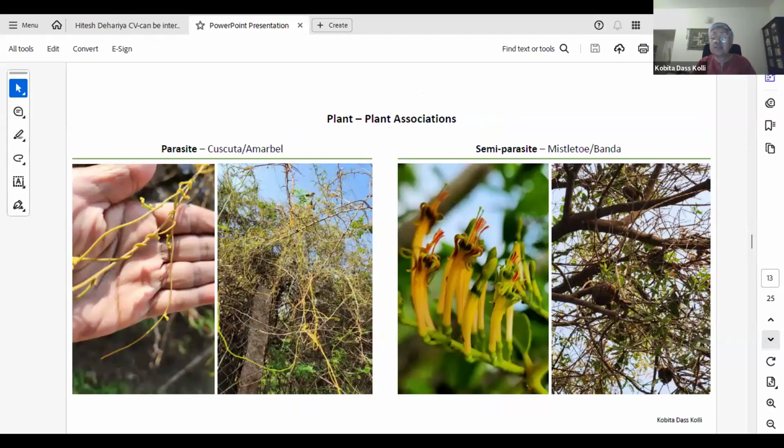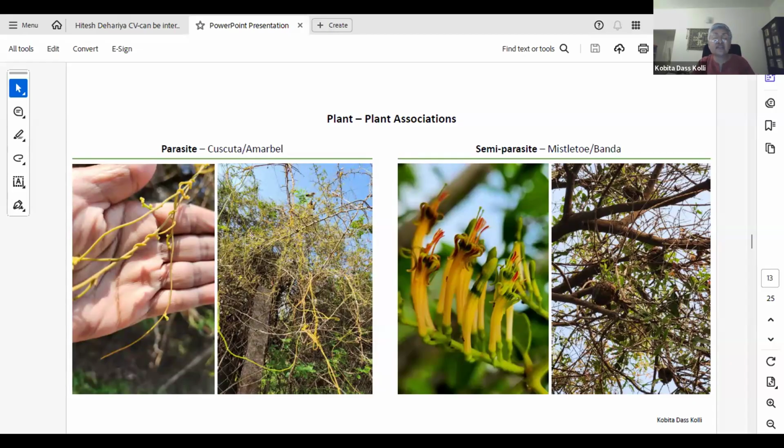Then we have plant-plant associations. For example, you have parasitic plants of various kinds. On the left, you have the cuscuta, a thread-like plant which doesn't have leaves, because it is a total parasite. It takes its food directly from the plant. It doesn't manufacture its own food. It doesn't photosynthesize, hence no leaves. So as soon as you see it, you may know this is cuscuta.